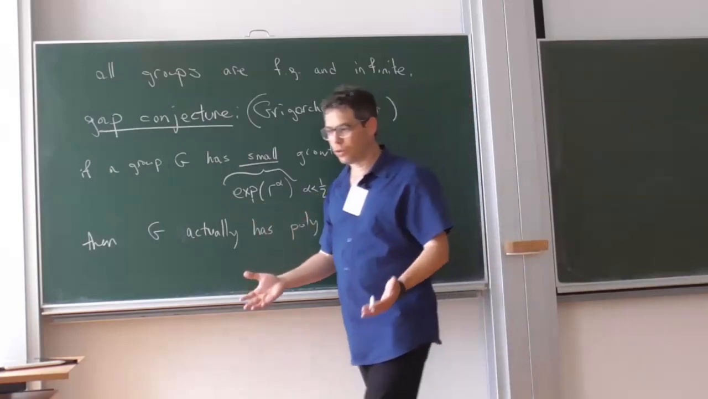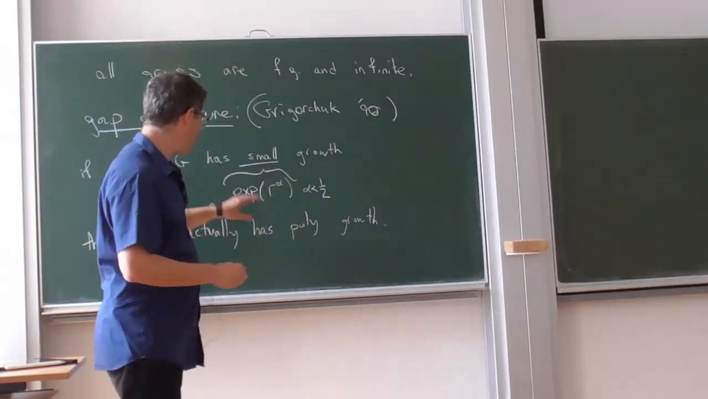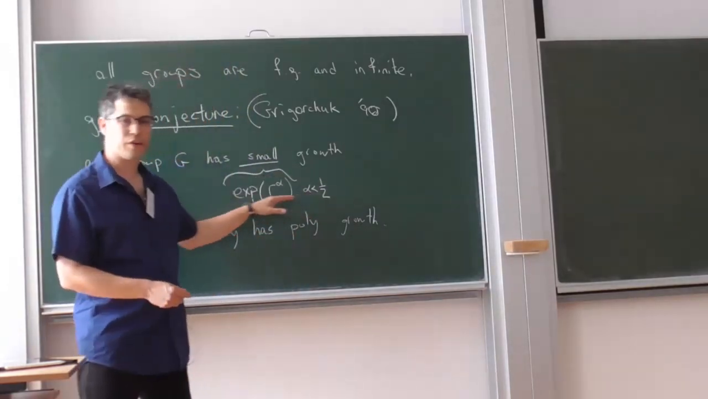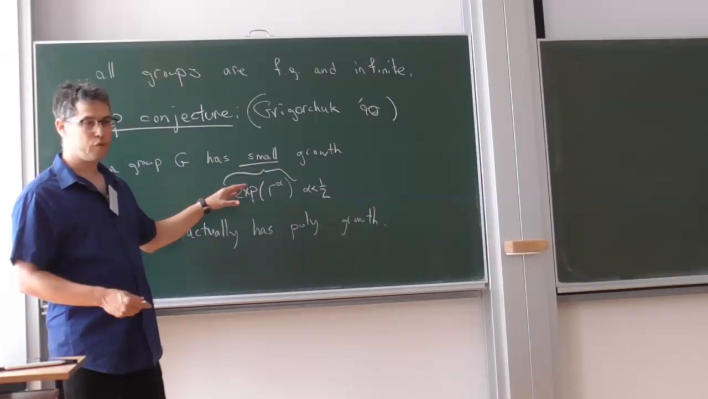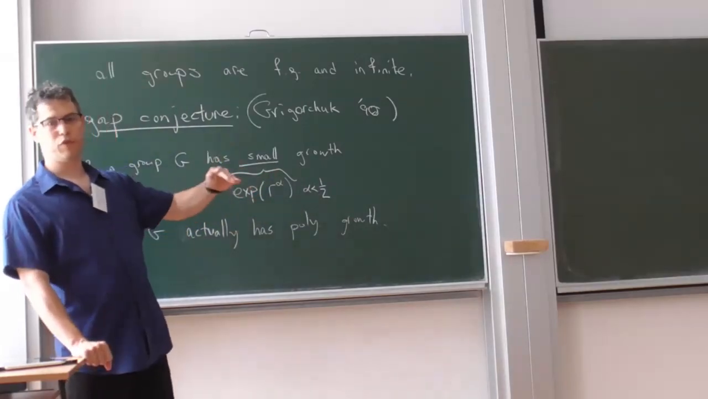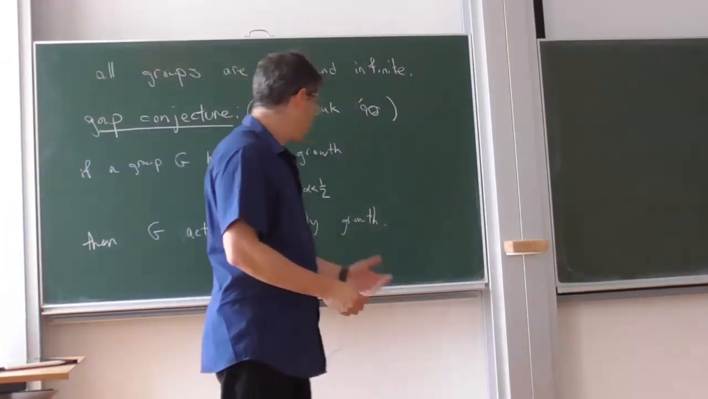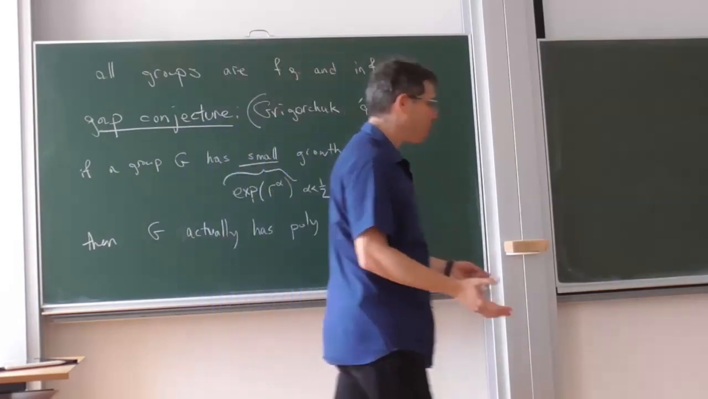But you could argue that maybe we want to start small and try to prove at least some super polynomial function here. And prove that there is a gap, that there are no groups between polynomial and some super polynomial function. So what would be a strategy to do this?